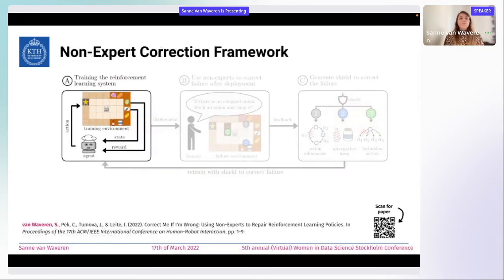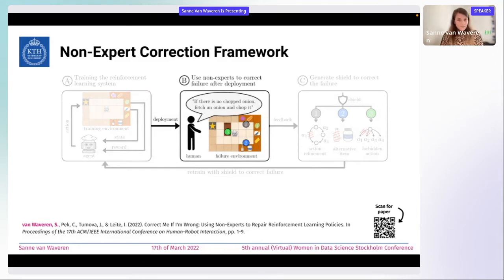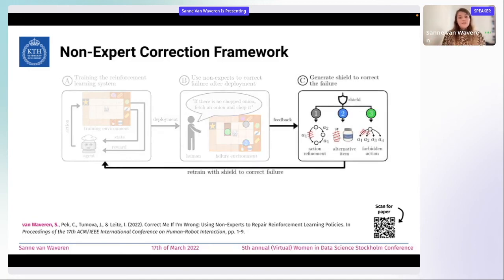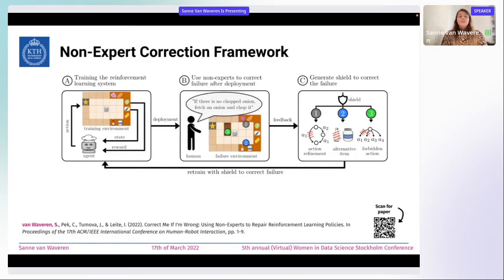And so we proposed a policy repair approach in which we train a robot as a reinforcement learning system in the training environment, which is then deployed into a different environment, and upon failure, it queries a non-expert for feedback to correct the failure. And this feedback is used to generate a shield to correct the failure, and with this shield, we retrain the system so that it can avoid the failure on future occasions. And this way, robots or reinforcement learning systems do not need to fully rely on experts to recover from failures, and the resulting corrected behavior can be formally verified.